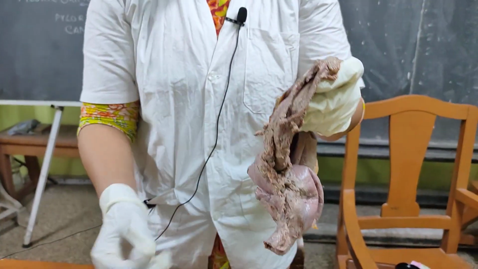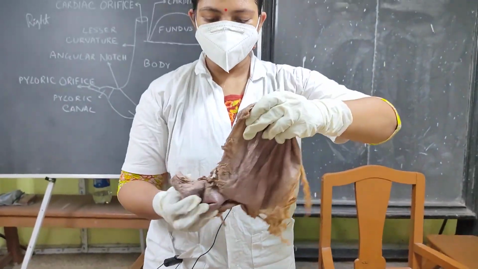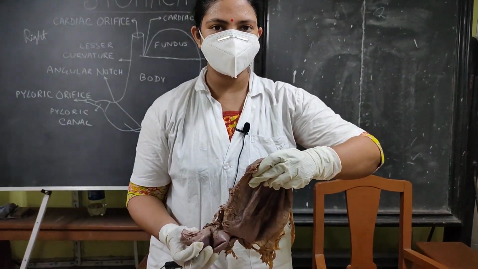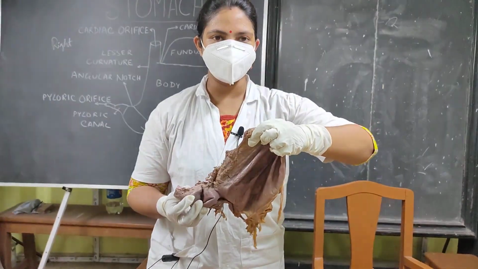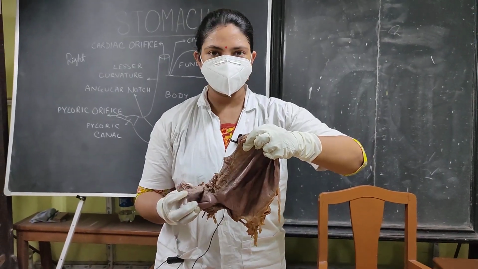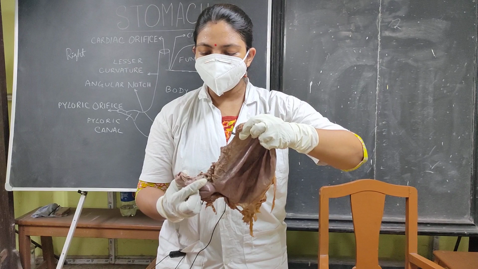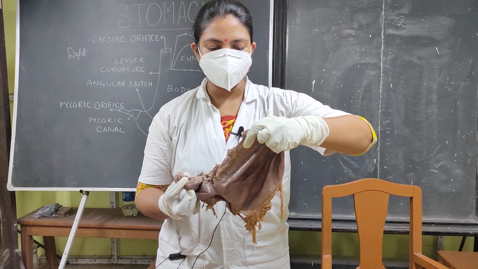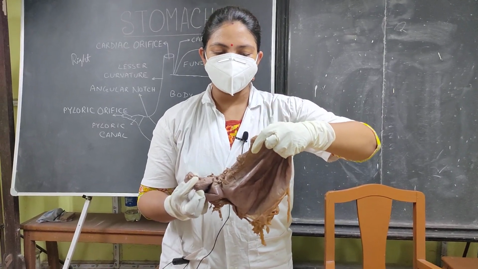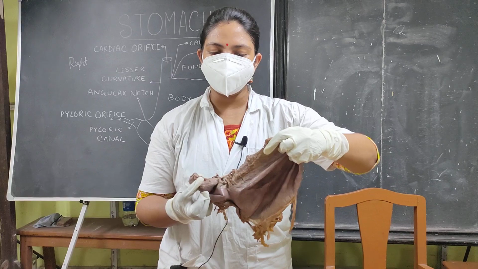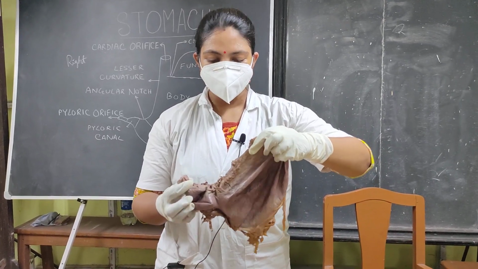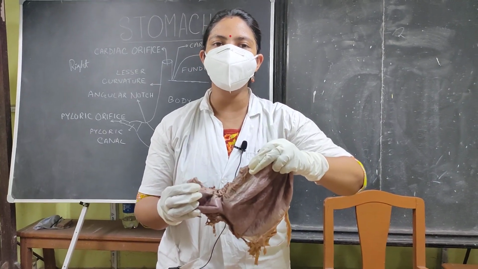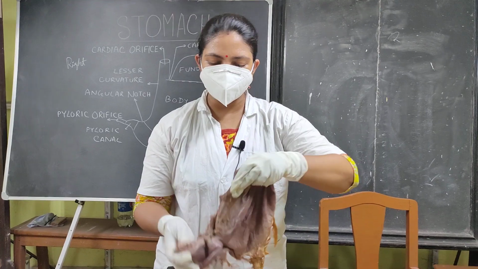Now, how to place it in anatomical position? As I have told you, this pyloric end will be lower in position, the cardiac end will be higher in position. The pyloric end should lie 1.25 centimeter away from the midline and the cardiac end should lie 2 centimeter away from the midline. This is towards the left side and this is towards the right side. But identifying these two ends is not enough to know the anatomical position. What else do we have to identify?